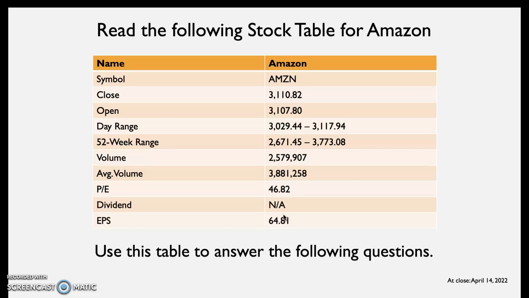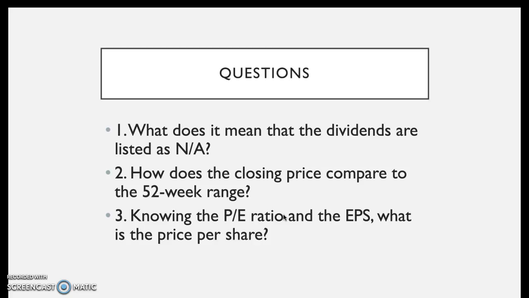Now, using this table, let's answer the following questions. Oh, I kind of just answered the first one. What does it mean that the dividends are listed as NA? How does the closing price compare to the 52-week range? And knowing the price earning ratio and the earning per share, what is the price per share?